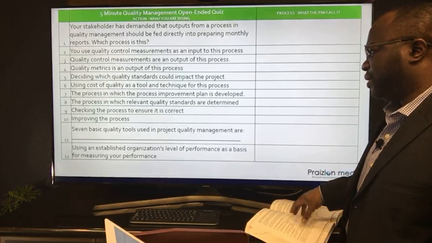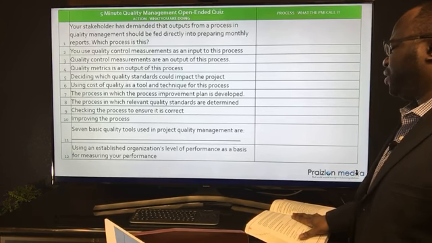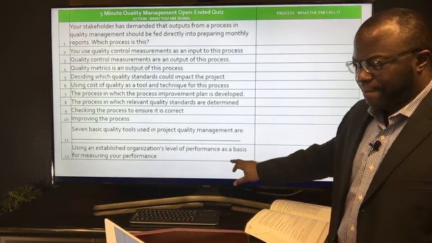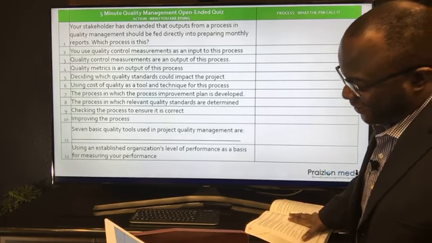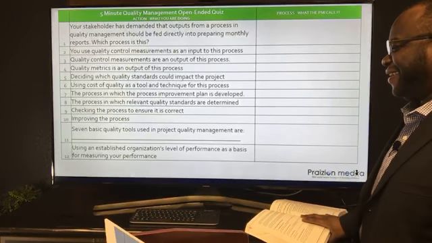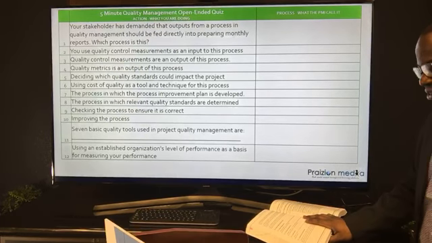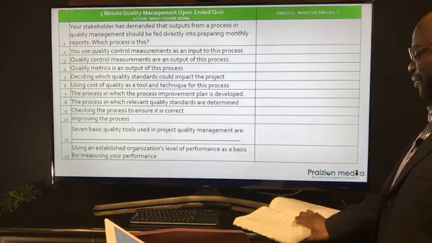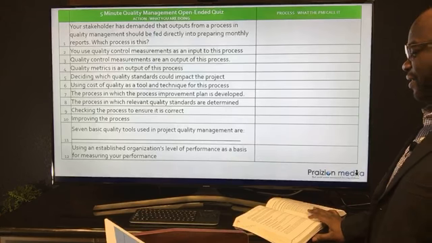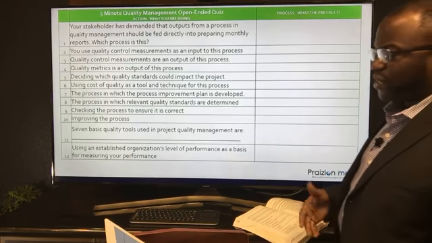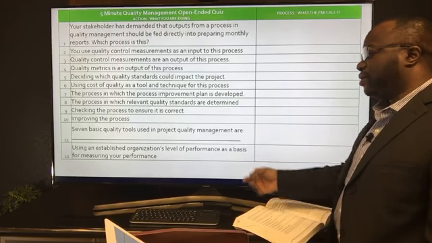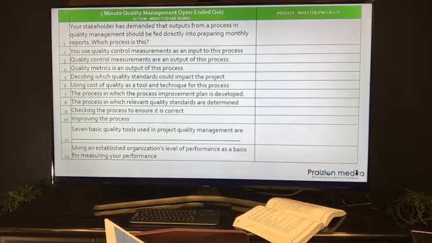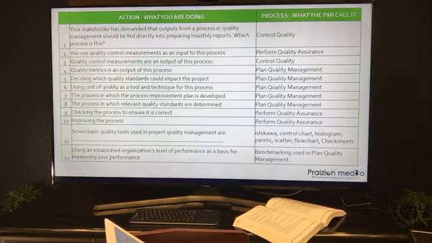Last but not least, using an established organization's level of performance as a basis for measuring your performance. Which one is that? Yes, Achintia. 7 sigma is also there, so you might want to look that up. Who knows? Kick the tires, make sure you got yourself covered. 7 sigma. All right, I don't think that's fair game, but you never know. So what's the answer to that one? Benchmarking. Fantastic. So folks, these are the answers.